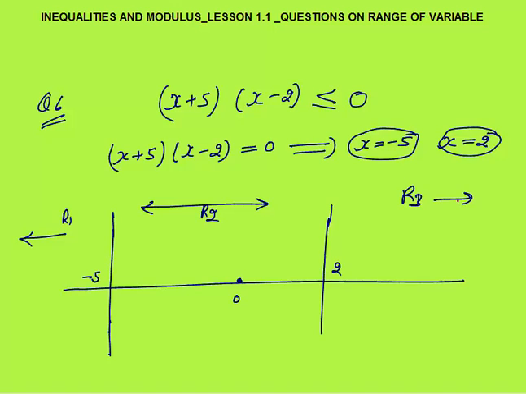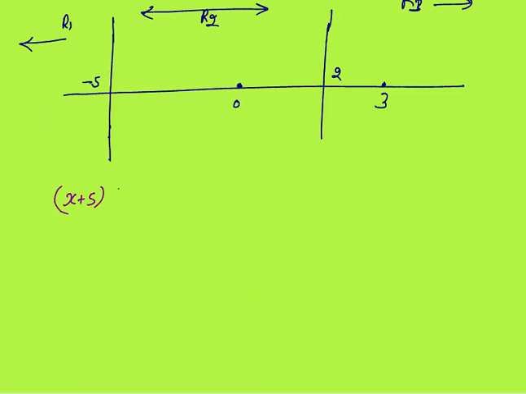Now what you have to do is check just one value. Let's say I am checking 3. Does 3 satisfy the inequality? If you put x plus 5 into x minus 2, this should be less than or equal to 0. Equal to 0 is also included. I am checking x equals 3. Once you put x equals 3, what will you get? 3 plus 5 is 8, 3 minus 2 is 1. 8 into 1 less than or equal to 0. Does it satisfy? No. 8 into 1 is 8, which is not less than or equal to 0.